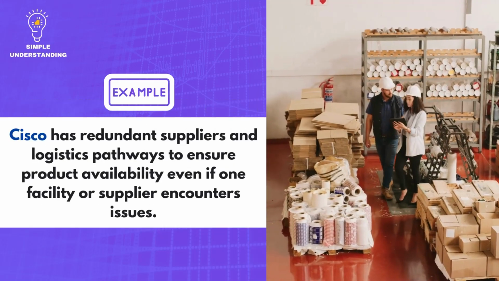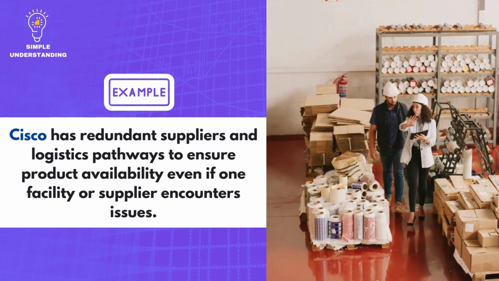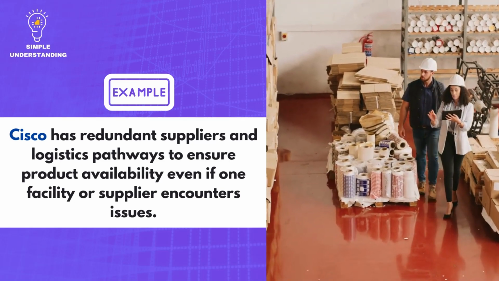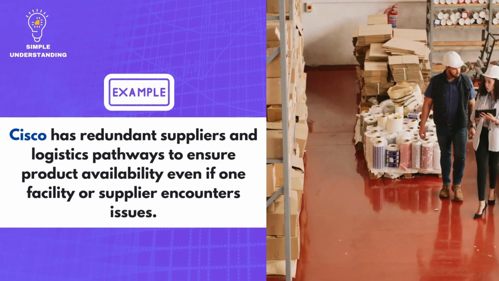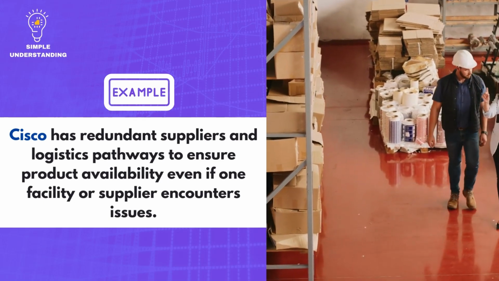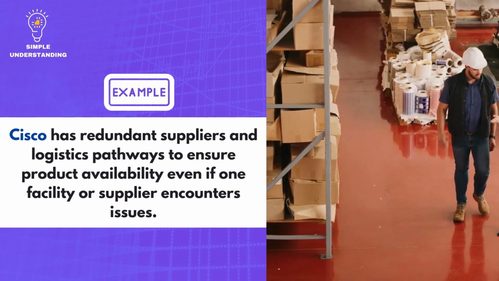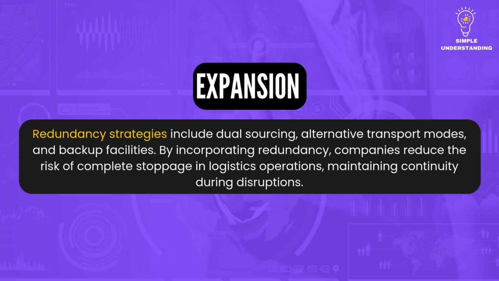Real company example. Cisco has redundant suppliers and logistics pathways to ensure product availability even if one facility or supplier encounters issues. Expansion. Redundancy strategies include dual sourcing, alternative transport modes, and backup facilities. By incorporating redundancy, companies reduce the risk of complete stoppage in logistics operations, maintaining continuity during disruptions.